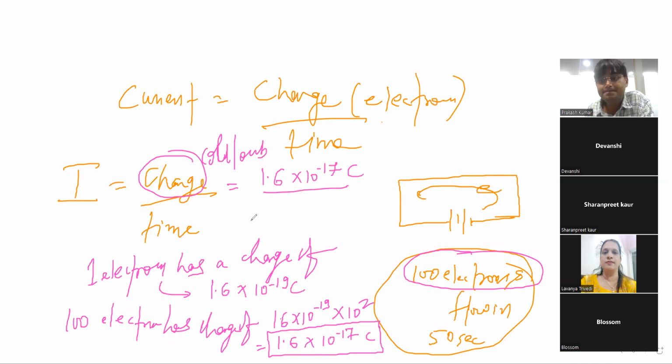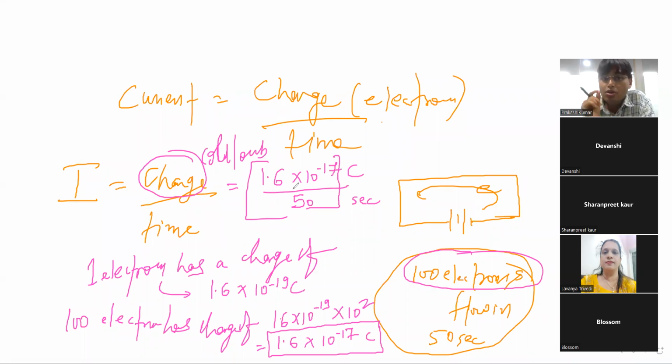And what is the time? 50 seconds. Now you can find this. Whatever this calculation gives will be your answer, something like 0.000 something. So all of you got my point that current equals charge by time. Why charge? Because charge is flowing, and if some charge is flowing, it must take some time.